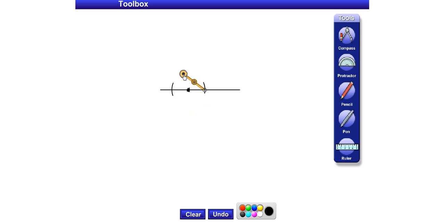Increase the width of the compass so it's at least halfway across the circle. Then we're going to draw an arc above our point. Using the same compass setting, put the point of the compass on the other intersection point. Then you're going to draw an arc that intersects the first arc. This is where we're going to draw our perpendicular line. So take the pencil, start at the point that you drew, and go through that intersection of the two arcs you just drew.